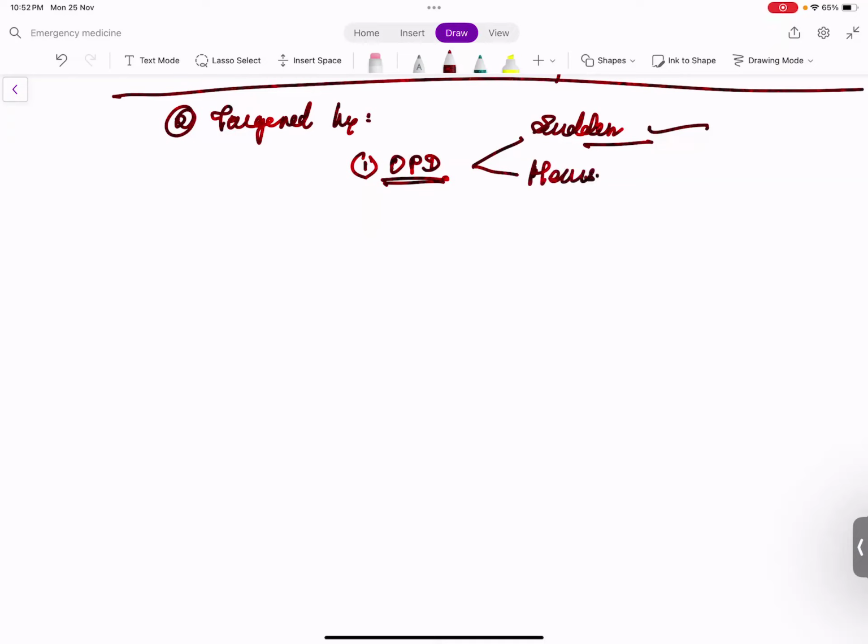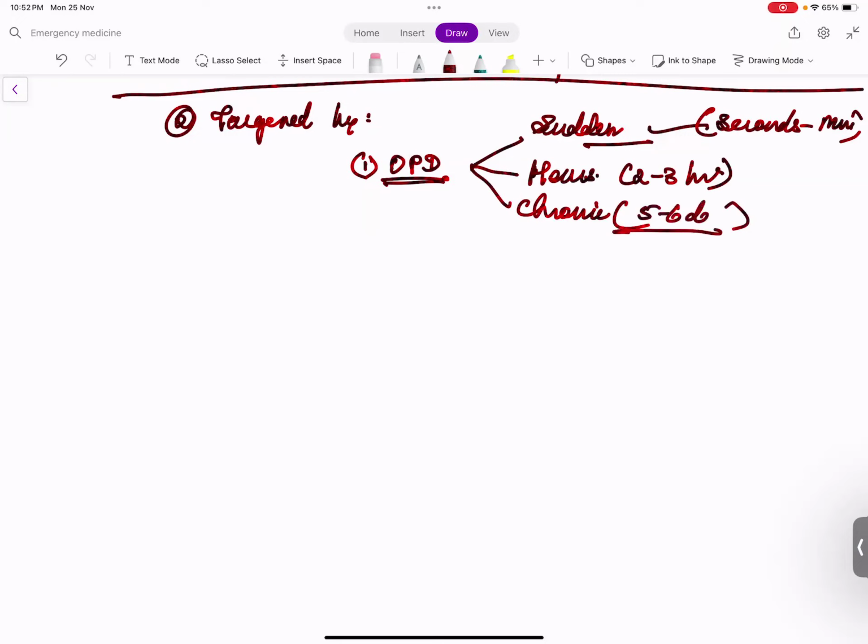Or it could develop over hours. He was normal till 6 p.m. today. Then gradually over the next 4 hours, he developed breathing difficulty and now he is distressed. So over hours, maybe like 2 to 3 hours. Sudden is over seconds to minutes. Or it is chronic, slowly progressing. He had that breathing difficulty over 5 to 6 days and now it is severe. So this duration is very important in breathing difficulty. So what is the onset, progression, and duration? That is very important.